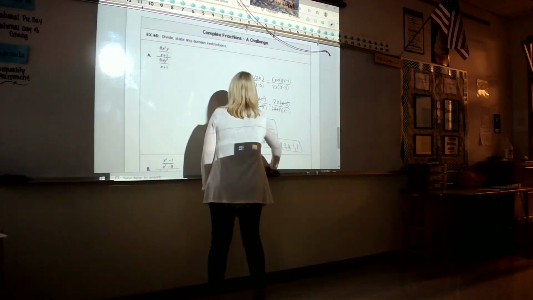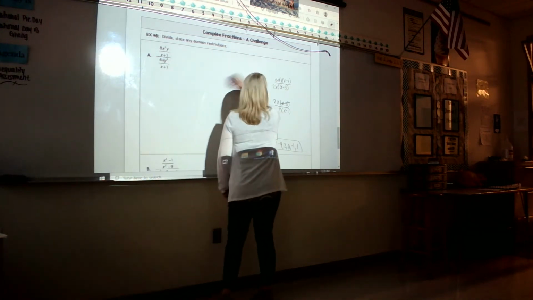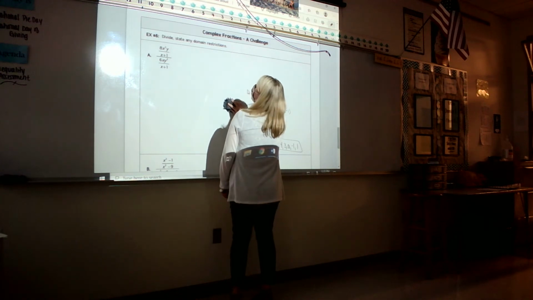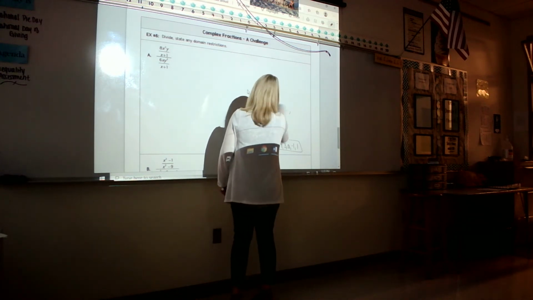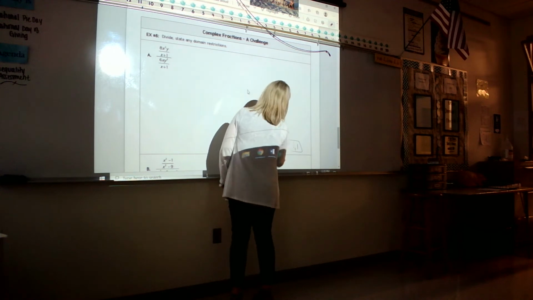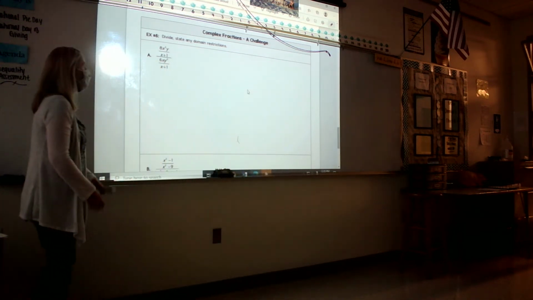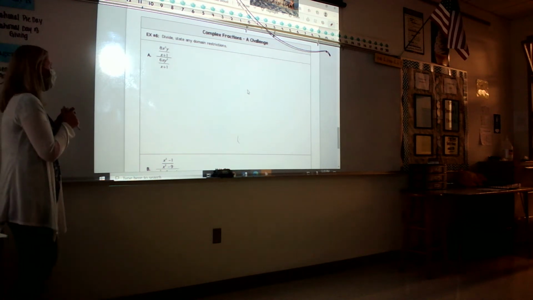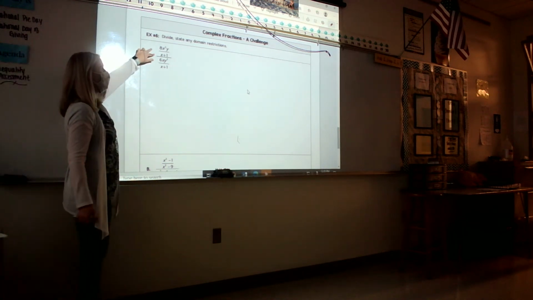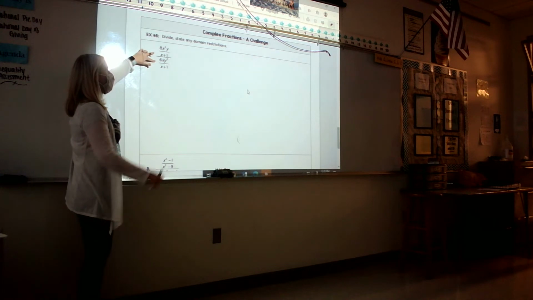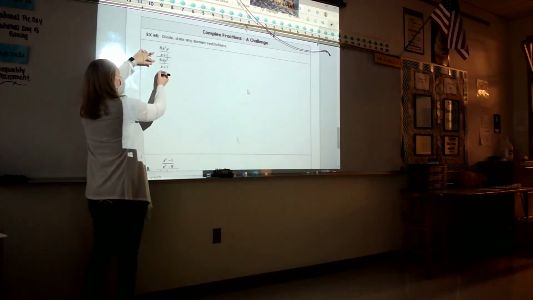We'll wrap that up and go from there. So I'm on example 6A. It says complex fractions challenge. How exciting. Divide, stating restrictions. I feel like people a lot of times freak out when they see a fraction over a fraction. What I do at this point, this is really not a challenge, that's a lie.